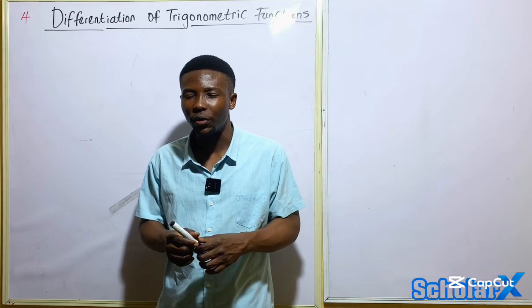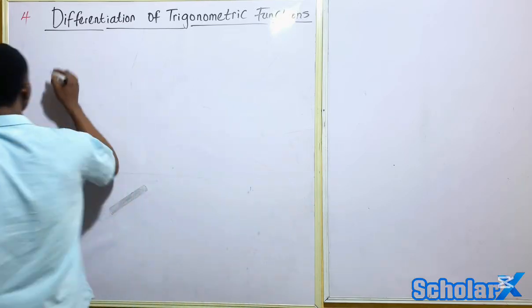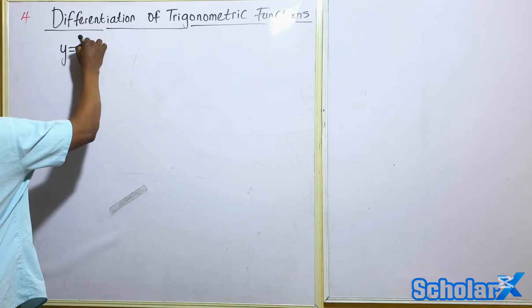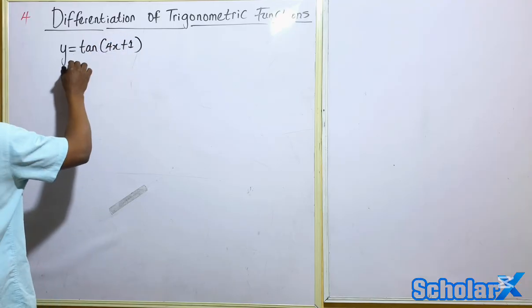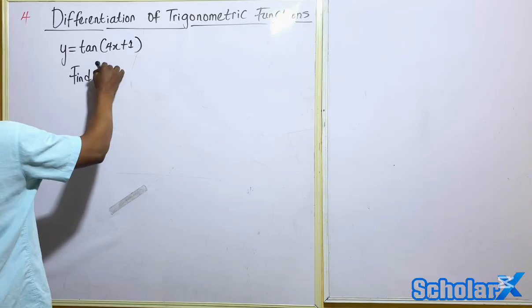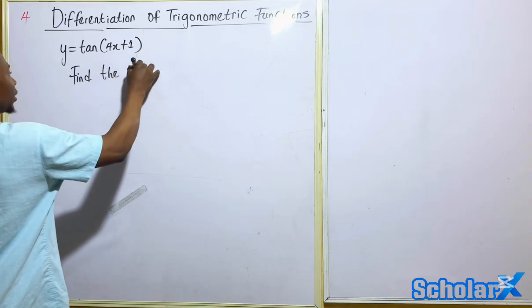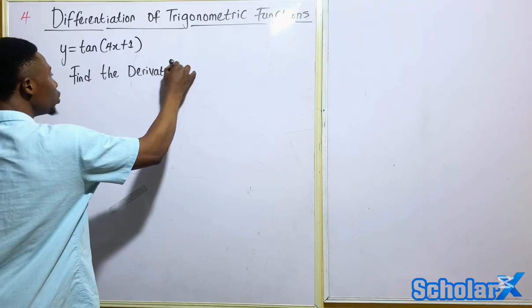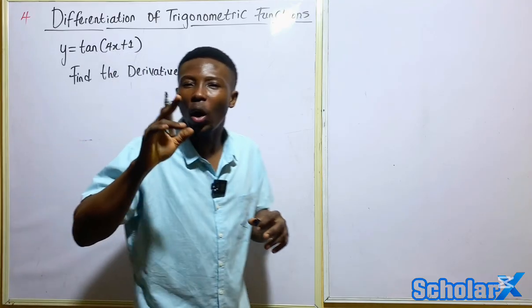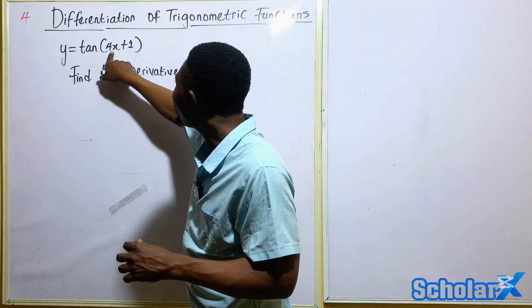Differentiation of trigonometric functions. Let's say we have a function y is equal to tan(4x + 1), and we're asked to find the derivative. That means we're asked to differentiate it. Now, what we do is that you have 4x + 1.